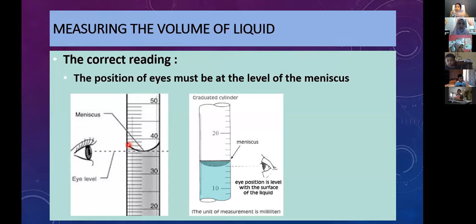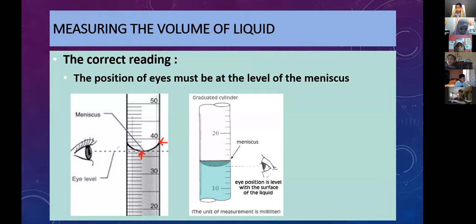Okay, as you can see here, this is meniscus. Meniscus ni bentuk dia curve. So at which level should our eyes, as you can see at this picture, our eye level must be straight with the meniscus. Meniscus ni yang bentuk lengkung ni. You cannot take the reading at the upper here. Okay, you have to take the reading at the curve, okay, at center here. So this is the correct way how you want to get the correct reading of measuring cylinder.